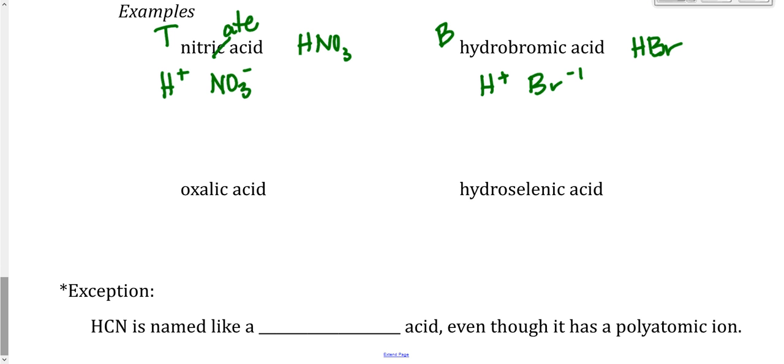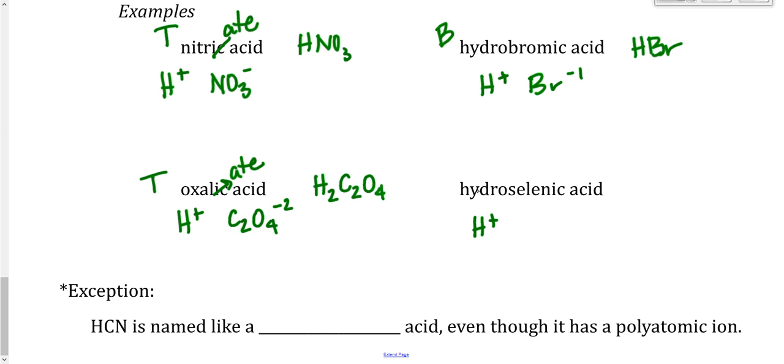All right, oxalic acid. So acid tells me I have H+. Oxalic, I don't have a hydro, so this is ternary. Ic goes to ate. So this is oxalate. So oxalate is C2O4 with a -2 charge. So now my charges don't match up. They don't balance out. So that means I need 2 hydrogens to balance out my oxalate -2. So H2C2O4 is oxalic acid.